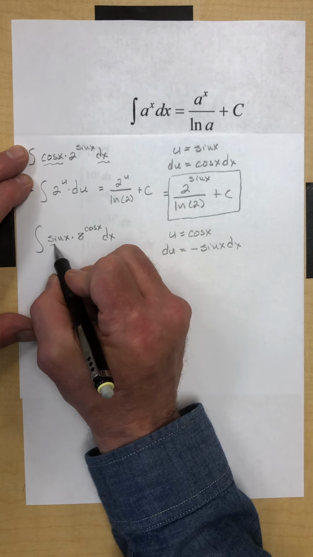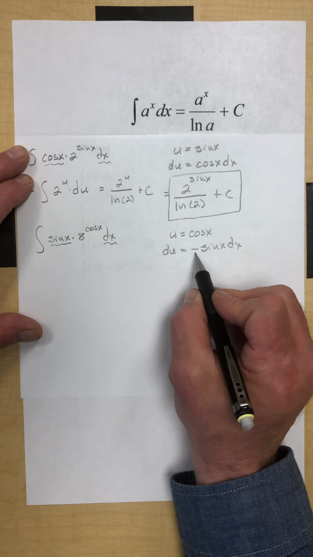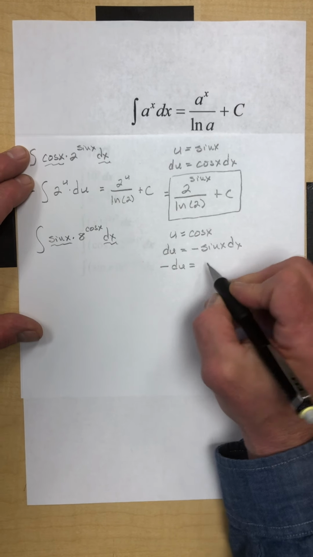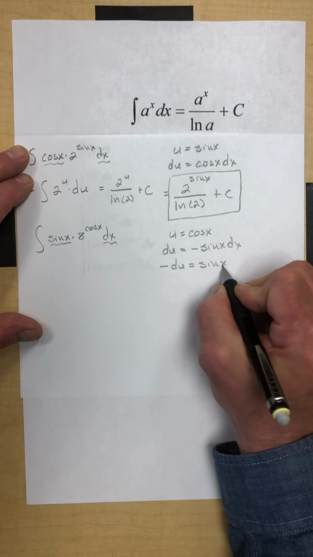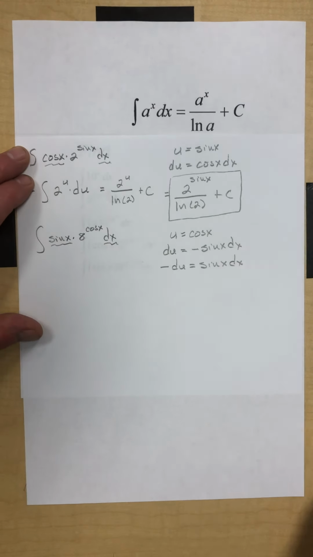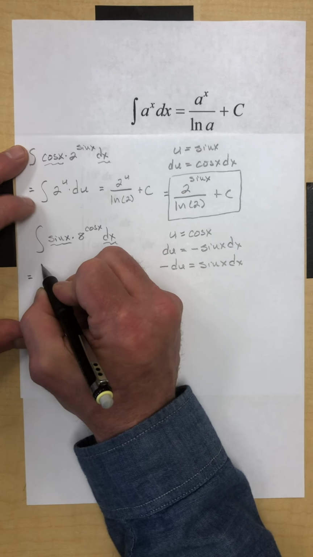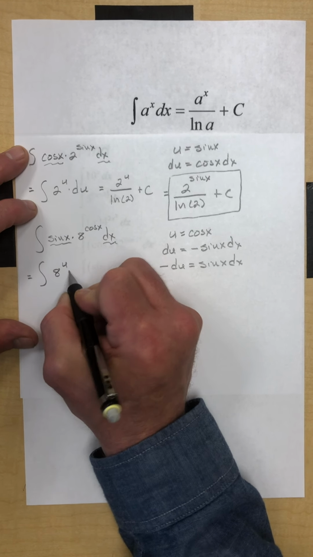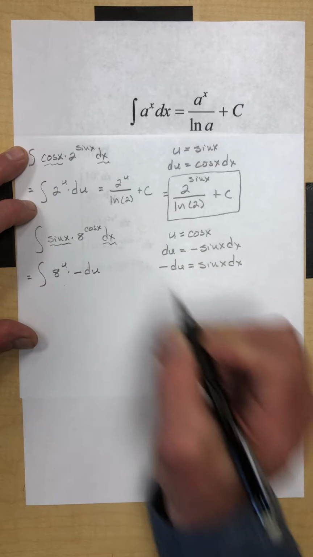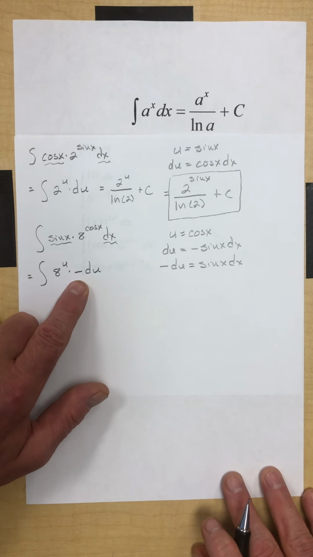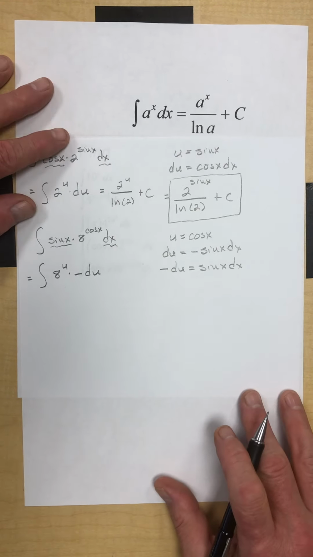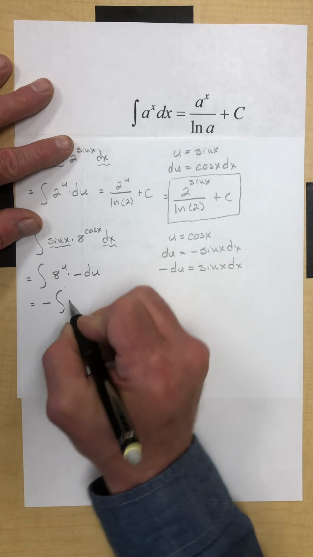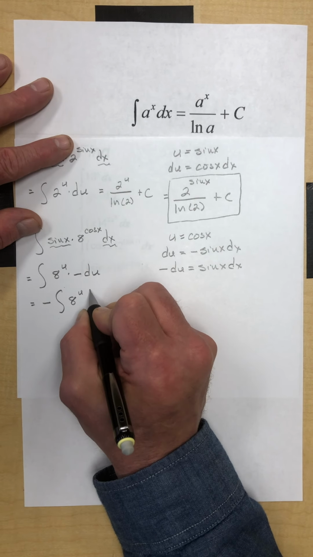And notice that takes care of sine of x and dx. I just have to get rid of that opposite. Okay, so the opposite of du is sine of x dx. So we go back and we substitute. So I have 8 to the u times the opposite of du. So that factor of -1 is just a constant multiplier, so I just move that guy out front. So we get the opposite of 8 to the u du.